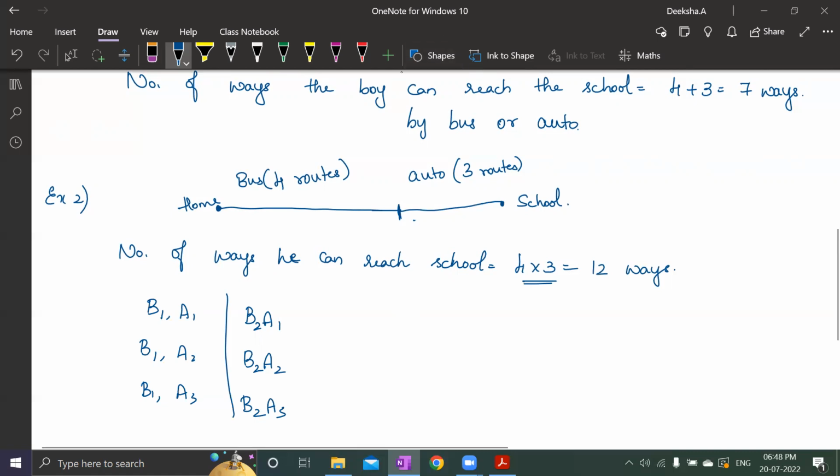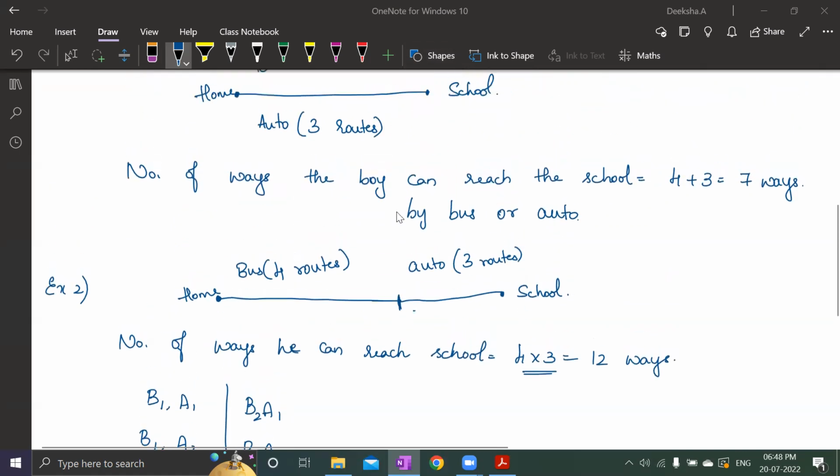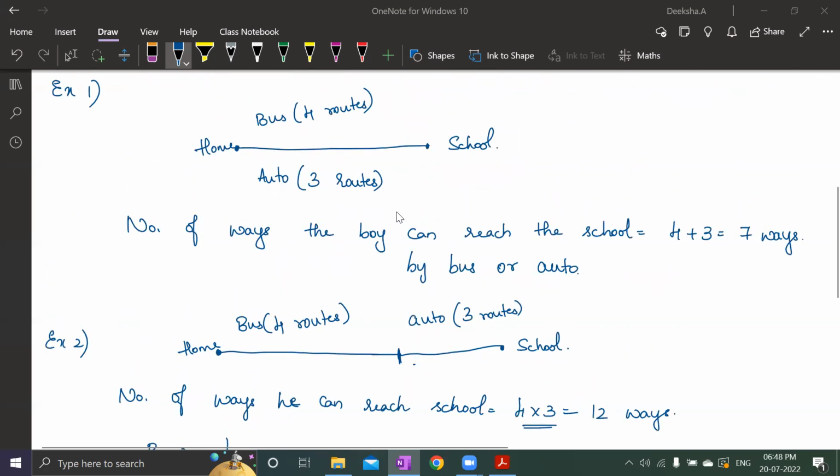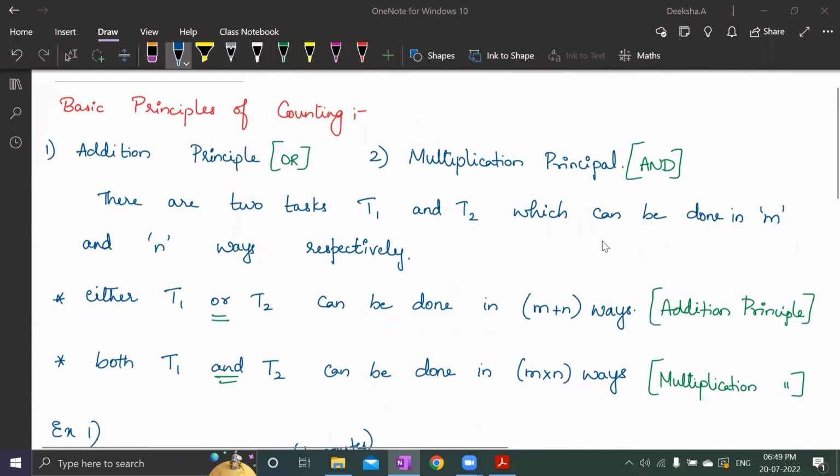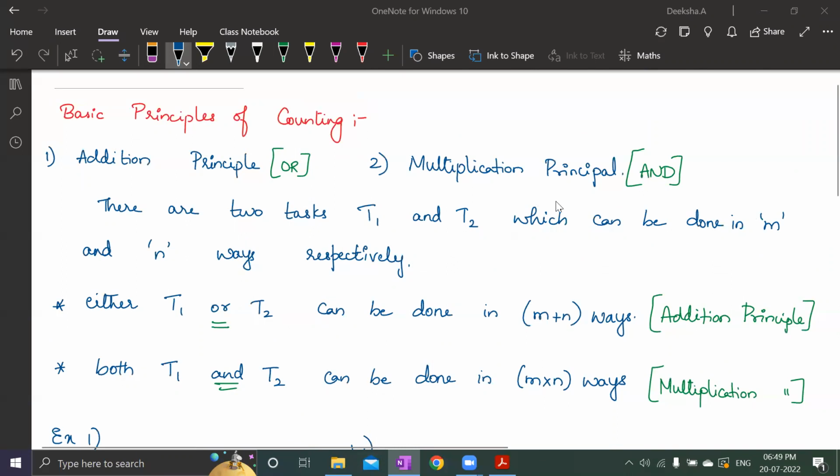Everyone understood the difference between these 2 problems, these 2 examples? When we are using addition and when we are using multiplication. If it is like this or that, then we use addition. If it has to be this and that also, then it is multiplication. Is this clear, everybody? Okay, so this is the principle of addition and multiplication.